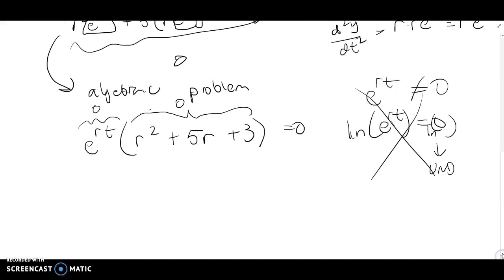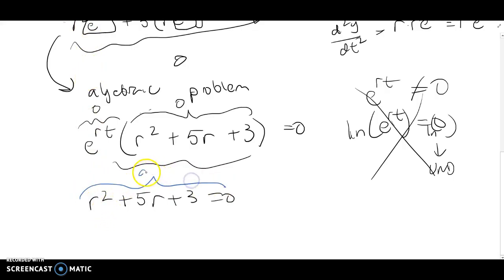It's asymptotic towards 0. Okay, so the only other option is that this left-hand side will be 0 if r squared plus 5r plus 3 equals 0. And this, my friends, is a quadratic equation, which involves solving for r. So what values of r will make this expression right here equal to 0?